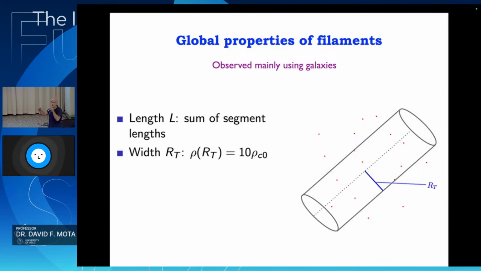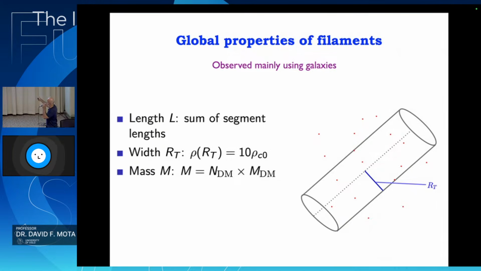And here I'm going to define the width. It's very difficult to define, but it's a region which is going to be about 10 times the critical density of the universe. So I start in the center of the filament with a high density, and I go out and see when this density drops below 10 times the critical density of the universe. That's the width of my filament. And I have the mass of my filament.